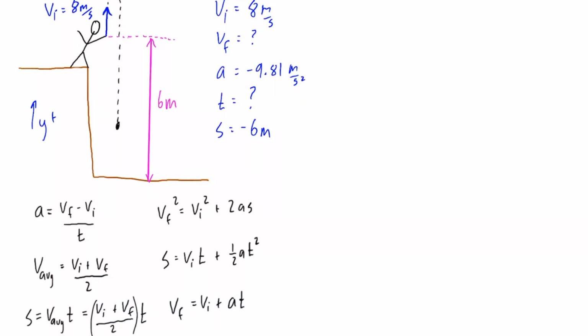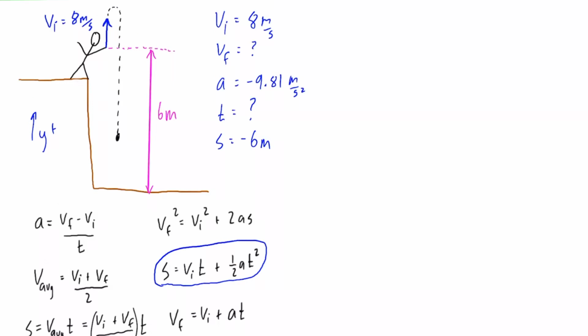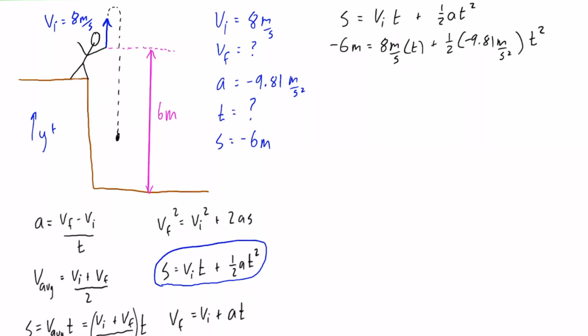So anyways, we want to find the flight time first. So the formula that we're going to use for that is this guy right here. S is equal to VI t plus 1/2 a t squared, because this has the unknown t in it and we know all of the other values. So if we go up here and write it in, we have -6 meters is equal to 8 meters per second times t plus 1/2 times -9.81 meters per second squared times t squared.